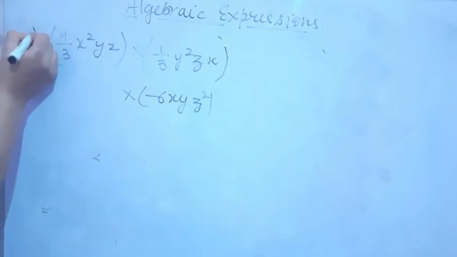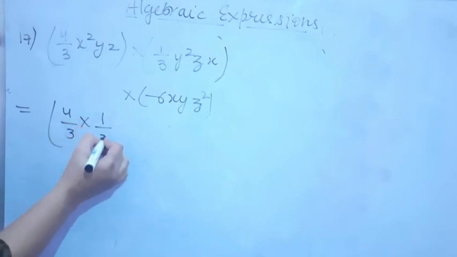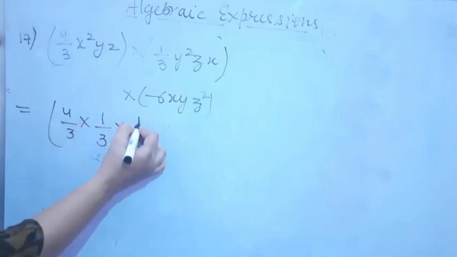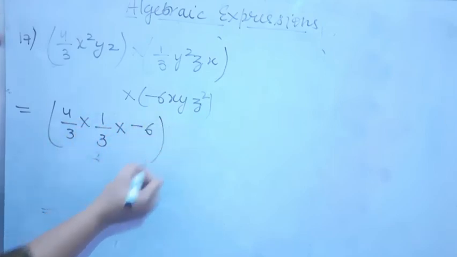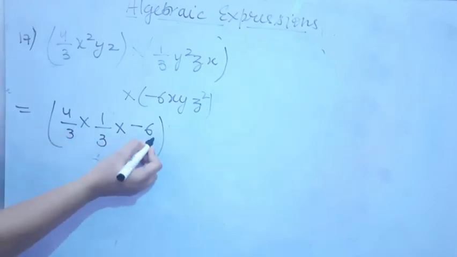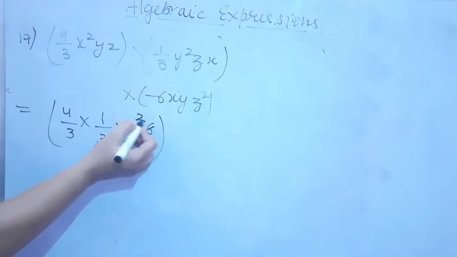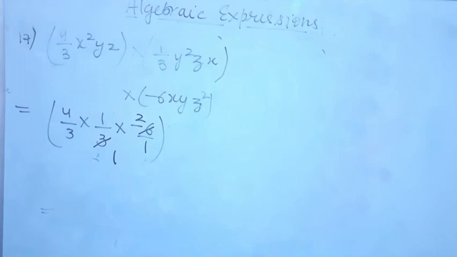First of all, we have to multiply all the coefficients of the three algebraic expressions: 4 upon 3 multiplied by 1 by 3 multiplied by minus 6, and check whether anything can be reduced or not. Since there is no denominator, consider 1 as the denominator. 3 ones are 3, 3 twos are 6. So 4 twos are 8, so minus 8 upon 3 is remaining.